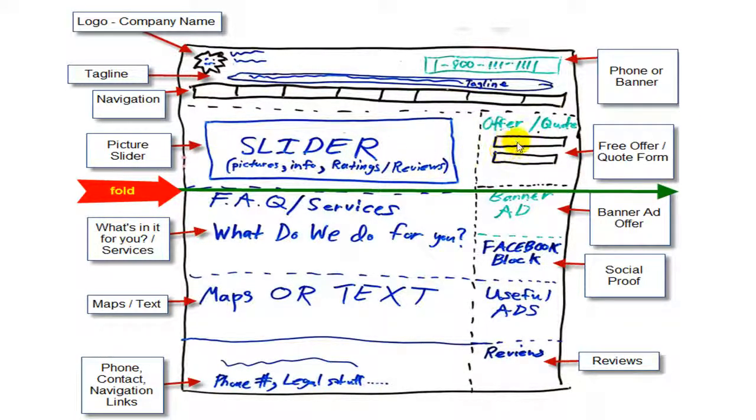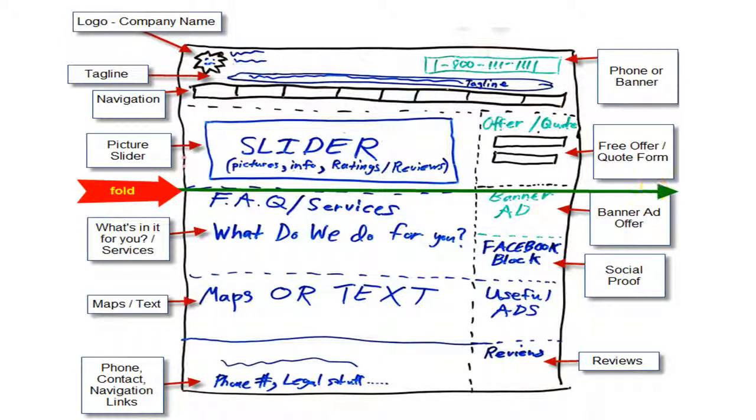Then you have some sort of free offer. You could have this be a free report, free video, or free quote. Then you can have a banner ad. You can have a Facebook block to have social proof. You can have useful ads or reviews. You can have FAQ and services. What's in it for you? You can have maps or text. You can have your phone number, legal stuff, and more.